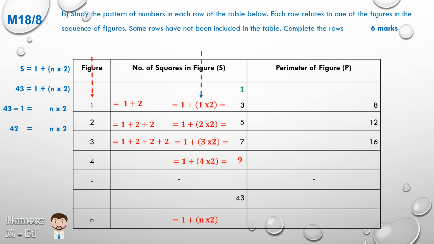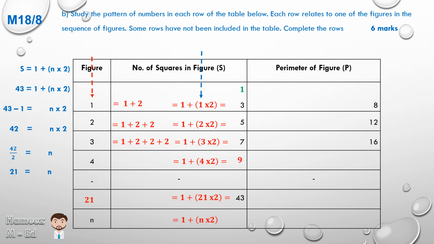We want to solve for n, so we need to remove the 2 from the right-hand side. It is multiplying. When I carry it across, the opposite of multiplying is the multiplicative inverse, or division. 42 divided by 2 is equal to n, so n is equal to 21. As such, it's the 21st figure, which will give us 1 plus 21 times 2. 21 times 2 is 42, and 1 is 43. So it works. Let's go now and look at the perimeter.